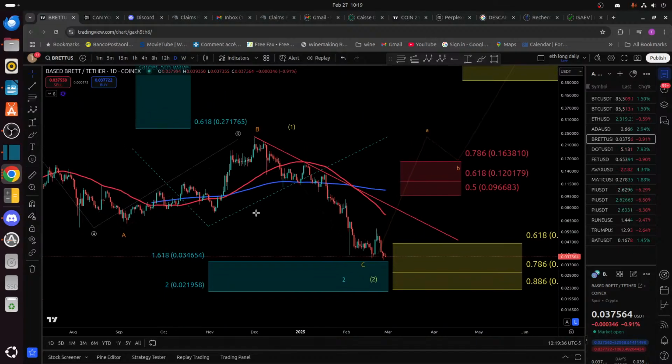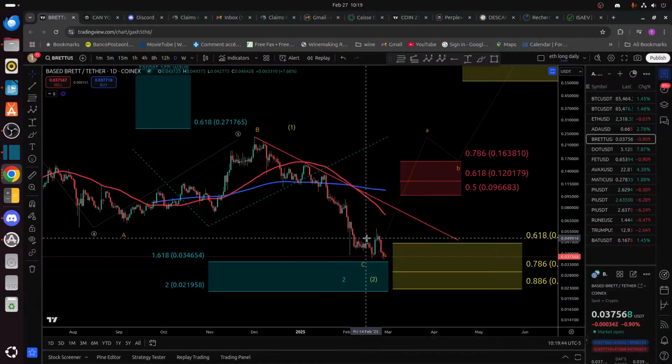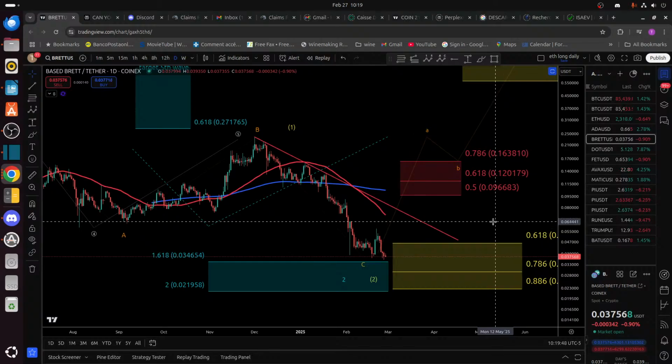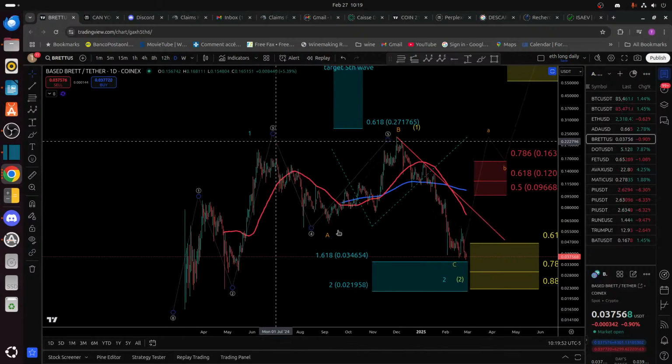wave 2. Okay, so I did tell you, remember, when the 1-to-1 ratio wave A, wave C goes below the 1-to-1, most of the time it goes to the 1.618, almost there. We didn't invalidate anything yet, is it? This is the A, B, C.